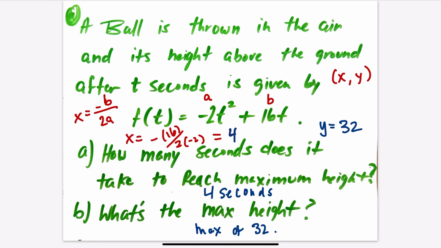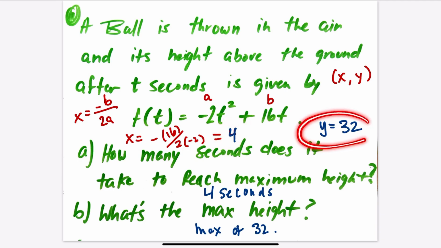So let's begin. This problem is very context specific. A ball is thrown, seconds pass, and you're trying to figure out the max height of the ball. What you're really trying to do is find the vertex. First, find the x of the vertex. All I did was plug in the a and the b of the function that was given to me. I did the math, and 4 came out.